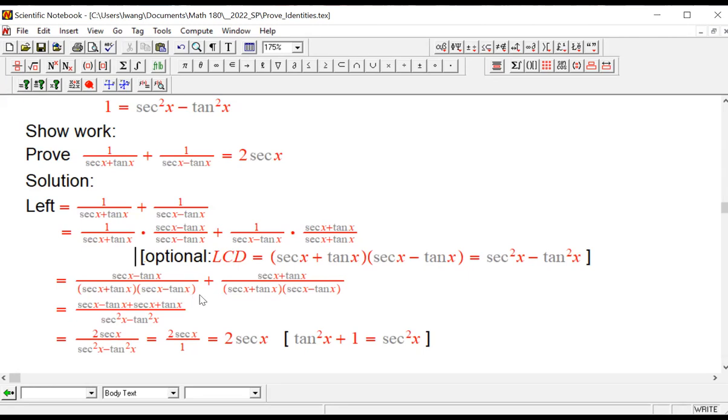Okay, so now with that said and done, we have these common denominators demonstrated. And I would say this step is actually optional.